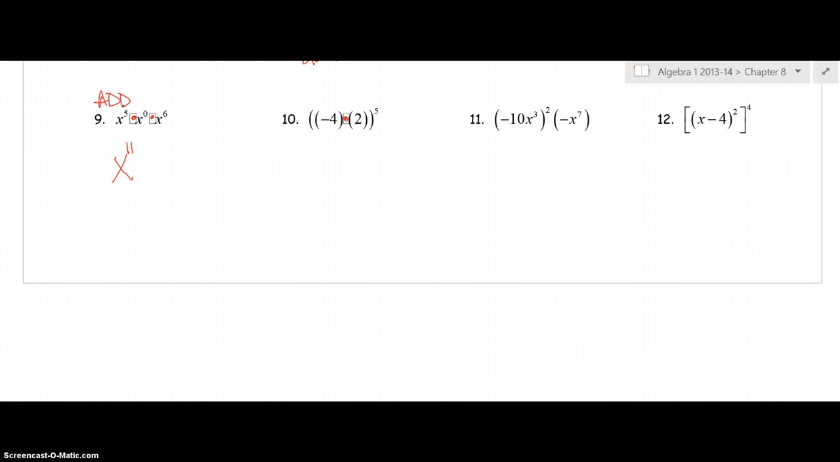Number 10, this is much like number 8. You can either distribute in, or these are even easier numbers to work with. I would simplify inside the parentheses first. Negative 4 times 2 is negative 8. Again, if the negative starts in parentheses, it stays in parentheses to the 5th.